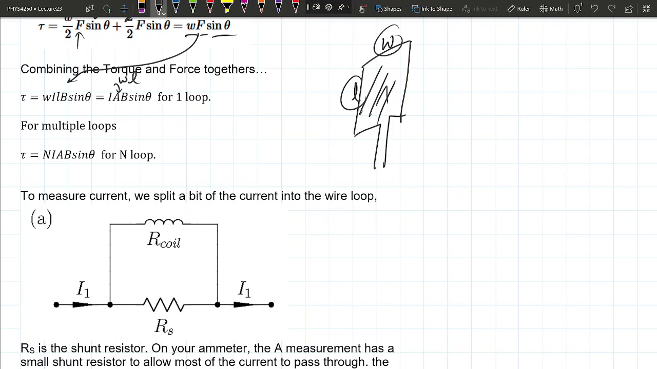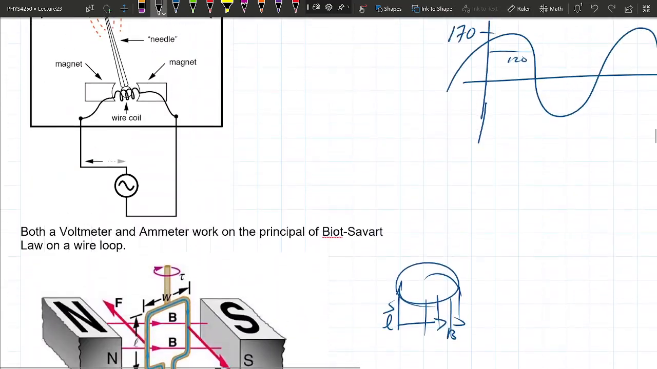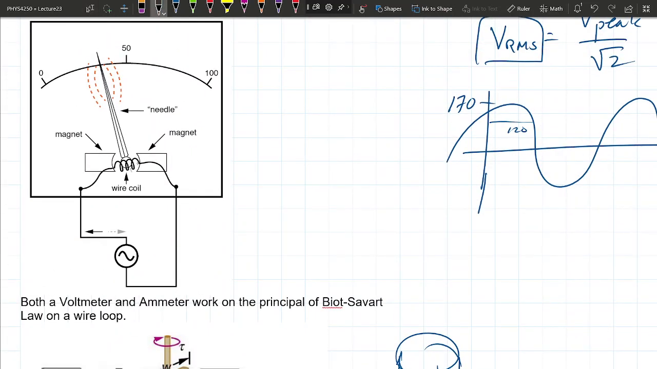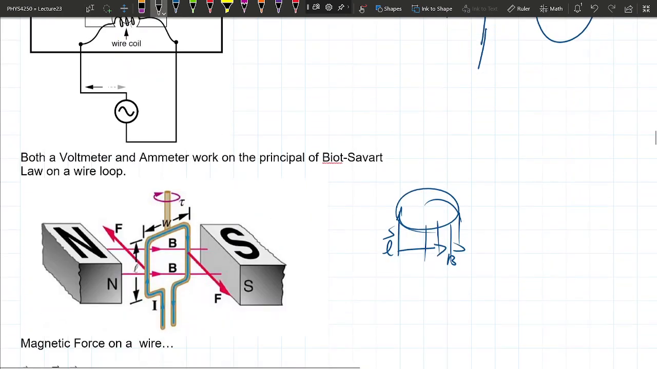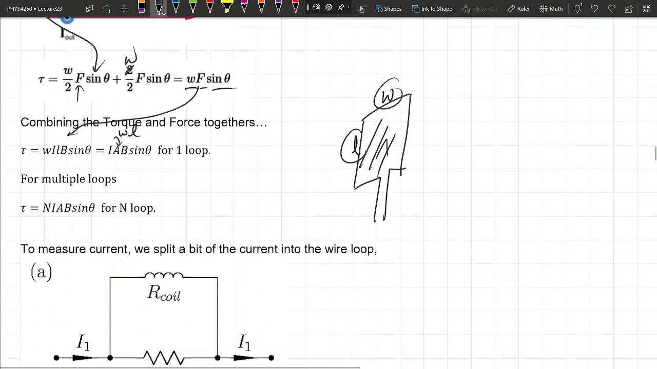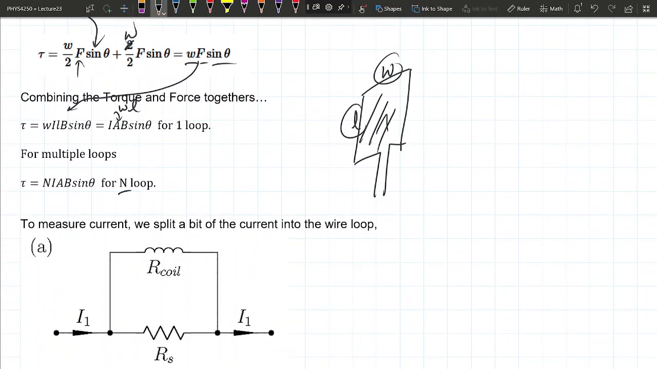But notice up here, in general, they just draw three loops, generally it's like 100 loops. So it's actually multiplied by N, where N is the number of loops. So that's the amount of torque that the little needle will feel when you run a current of I across it.